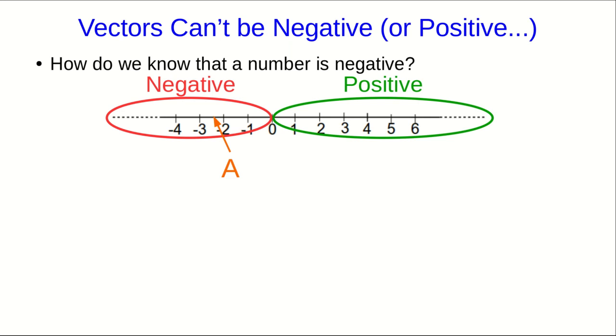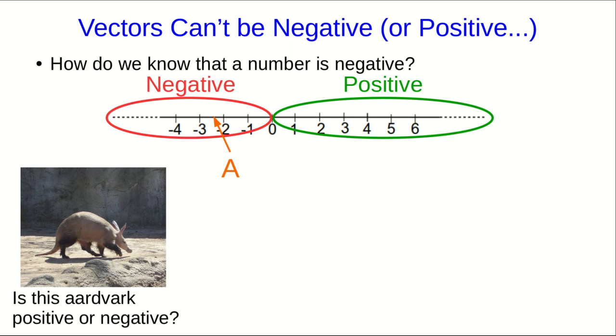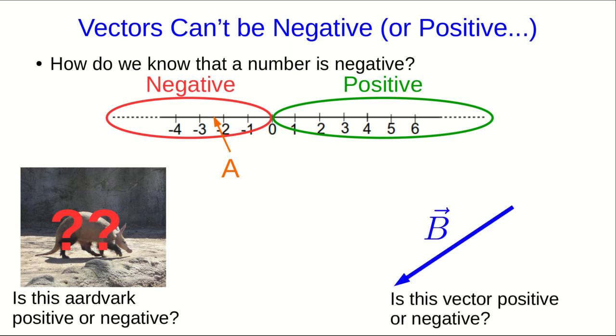Okay, so now I'm going to ask a similar question. Is this aardvark positive or negative? Well, hopefully you're saying, that's ridiculous, Jeff. Aardvarks don't live on number lines, they live on brushlands and savannas of Africa. And so we have no way of deciding whether an aardvark is positive or negative, and so it's a totally meaningless question. Well, so, is this vector positive or negative?